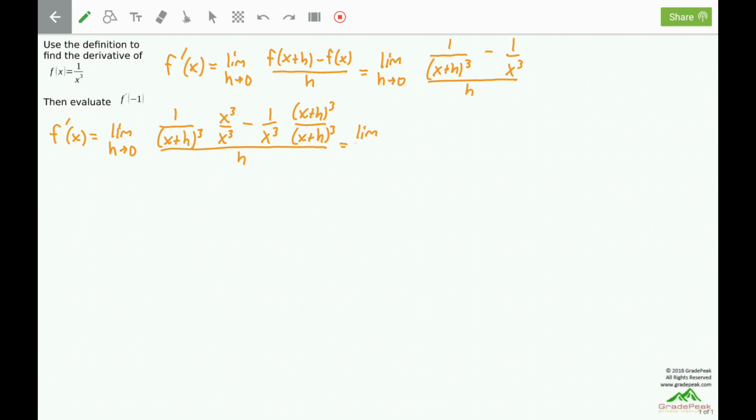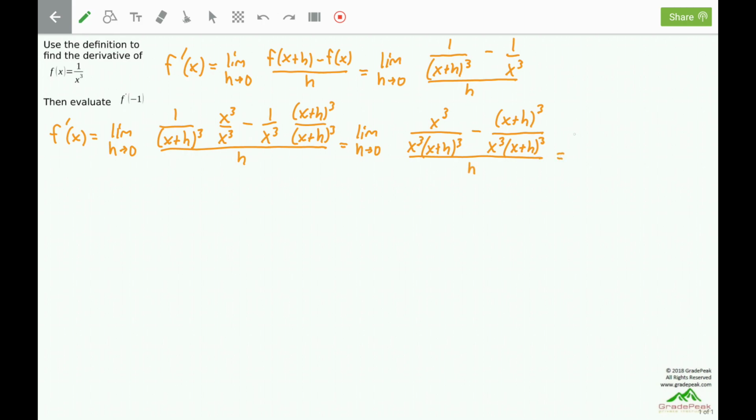So we have the limit as h goes to 0. Multiplying, the first fraction will become 1 times x cubed in the numerator, which will be x cubed. And then in the denominator, we're not going to FOIL those out. We're just going to keep them factored, but they are multiplying each other. So x cubed times x plus h cubed, minus the second fraction will be 1 times x plus h quantity cubed in the numerator. And in the denominator, we will again have x cubed times x plus h cubed. All of this is over h.